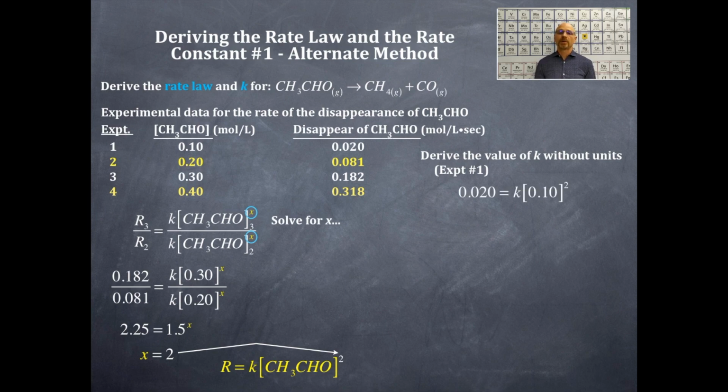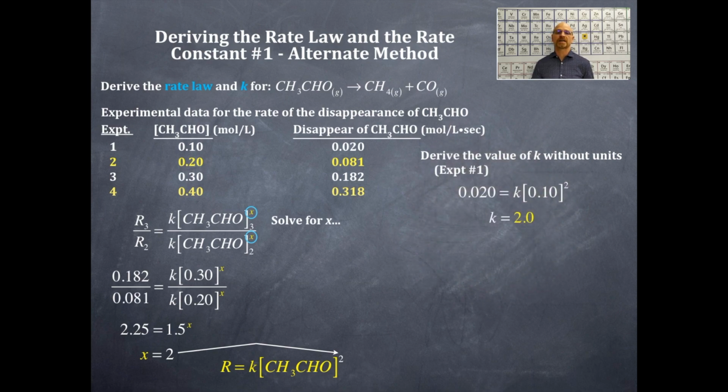So I'm just going to put in the numbers, and that is 0.020 for the rate using experiment 1 is equal to k times the initial concentration at 0.10, and that's squared. So I'm going to solve for k mathematically. I'm going to take that 0.1, square it, divide that number on both sides, and solve for k, and that value is 2.0.